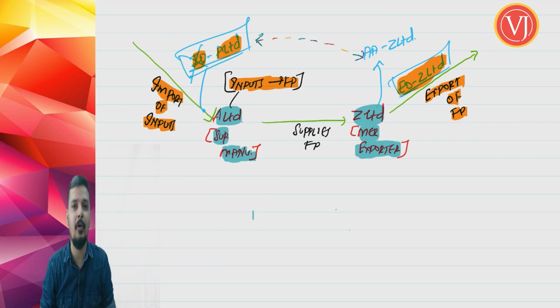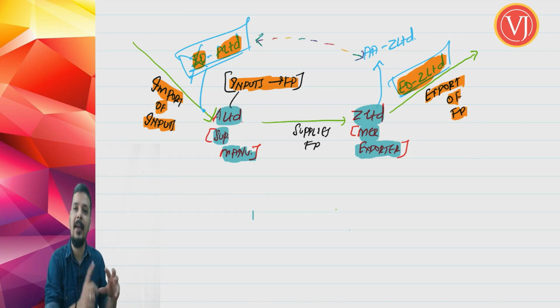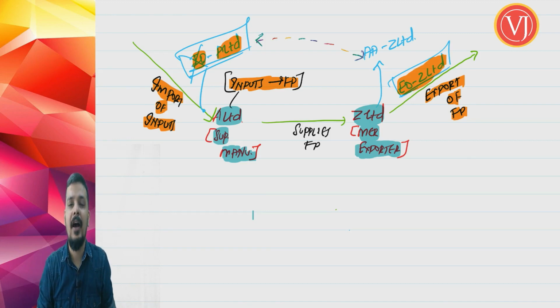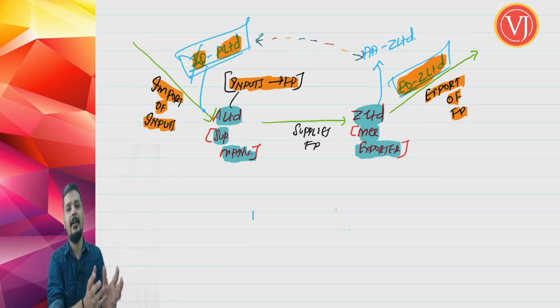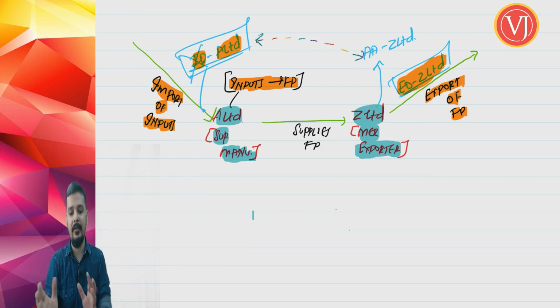Z Limited is promising the export obligation, but the import of inputs is done by A Limited, the supporting manufacturer. He is not paying any import duty on the import of inputs, based on the advance authorization, that is the promise of export obligation taken by Z Limited, the merchant exporter. Then A Limited will take those inputs, convert them into the final product, and because they are tied up, this final product will be given only and only to Z Limited, who will further export. So this is a tie-up.